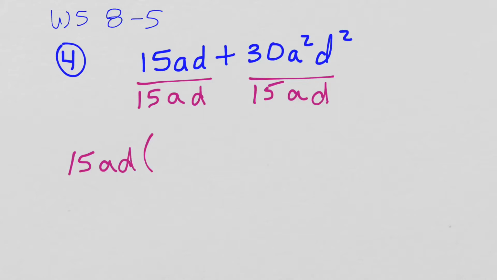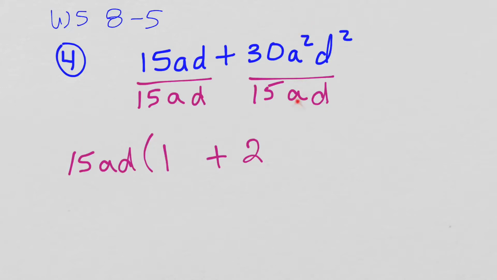So now what I'm going to do is simplify. 15 goes into 15 one time. Where do I have more A's? I don't, so I don't have to write it. Where do I have more D's? I don't, so I don't have to write it. Plus, 15 goes into 30 two times.